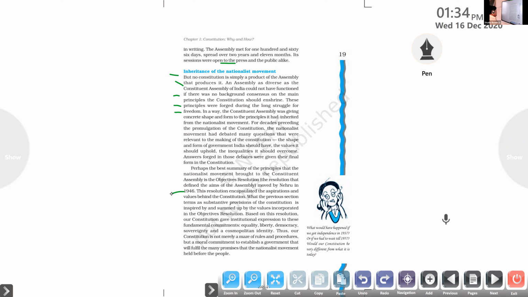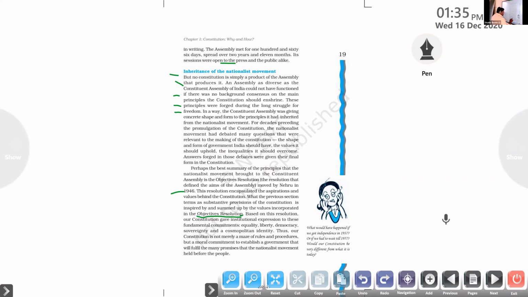What the previous section termed the substantive provisions of the Constitution is inspired by and summed up in the values incorporated in the Objectives Resolution. So we find a number of things in the Constitution related to the aims and goals of the assembly. Based on this resolution, our Constitution gave institutional expression to these fundamental commitments. So related to these resolutions, some commitments are made by the Constituent Assembly to the people. They have to guarantee some special rights to the people related to the aims of the Constitution.